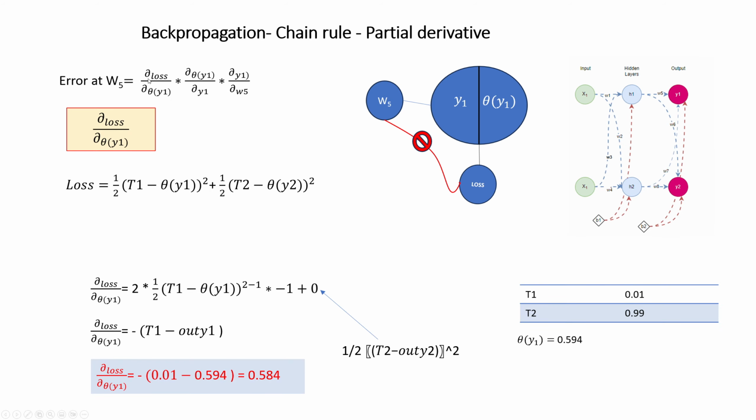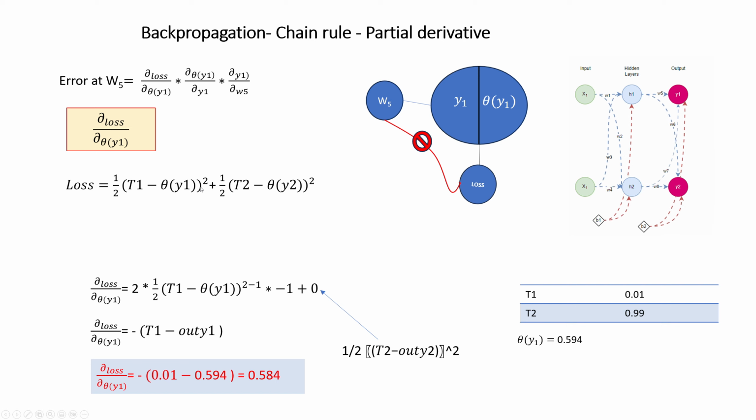Let's start with the first one, the derivative of loss in terms of the sigmoid of y1. So here's the formula, right? And where is y1? y1 is only in the first term, before the plus. So it's easy to take the derivative for this term. The second term after the plus has no y1, because the derivative is only with respect to y1, so it will be deleted.